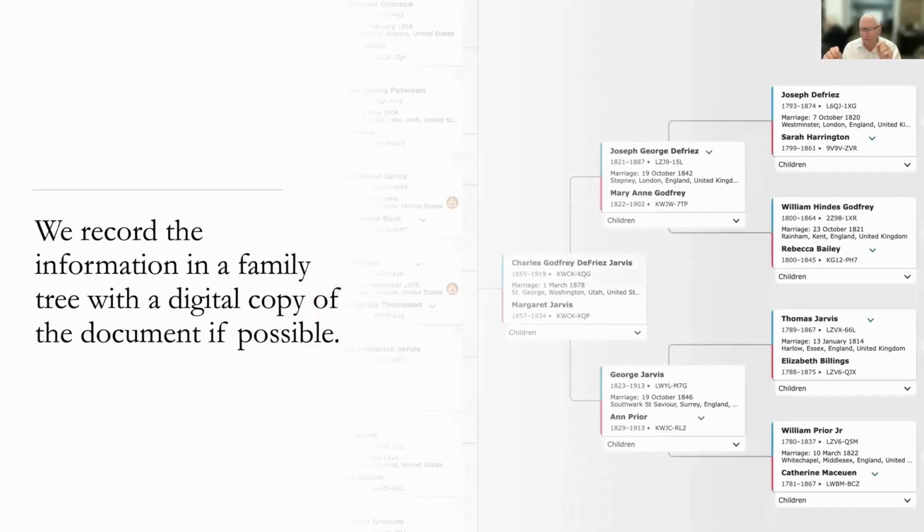So now what we have to do, we record the information in a family tree with a digital copy of the document, if possible. Now, this is really a crucial way of making an advancement. I have people coming to me for consultations every week, week after week, and many of them do not have a family tree. They are simply lost. They have no idea how they are related to different people.